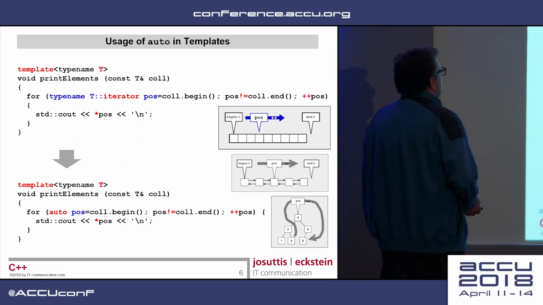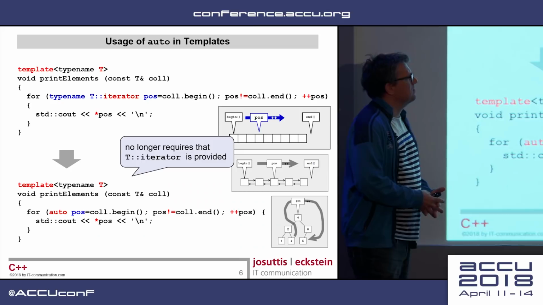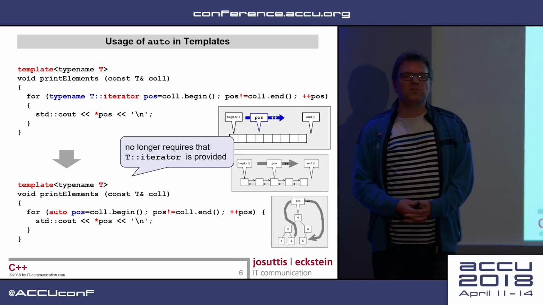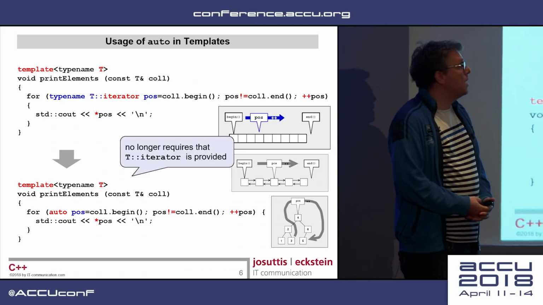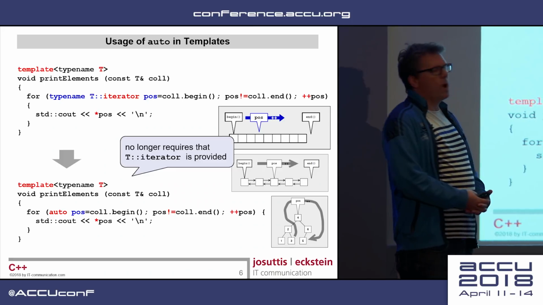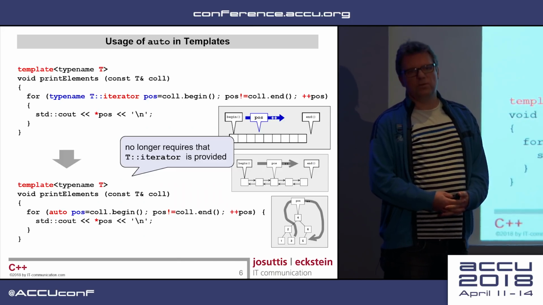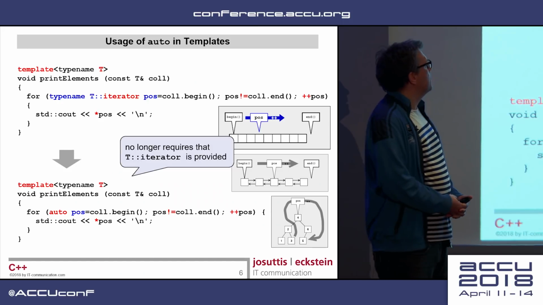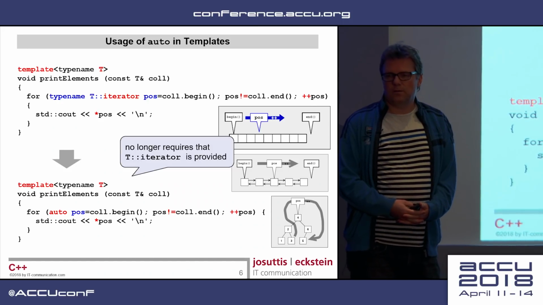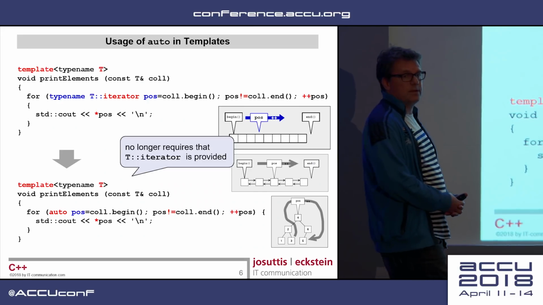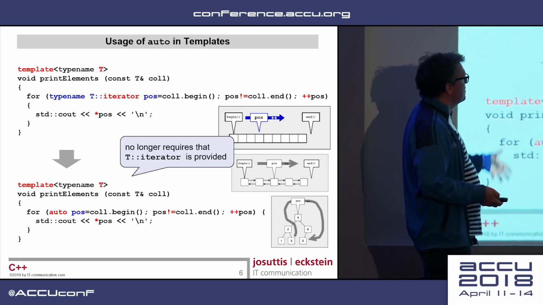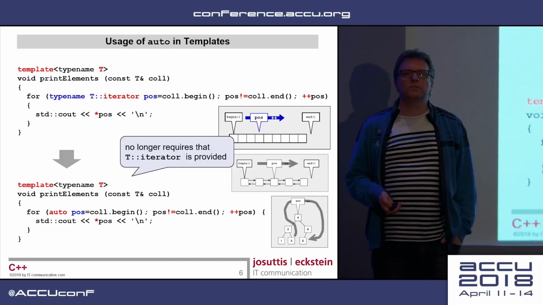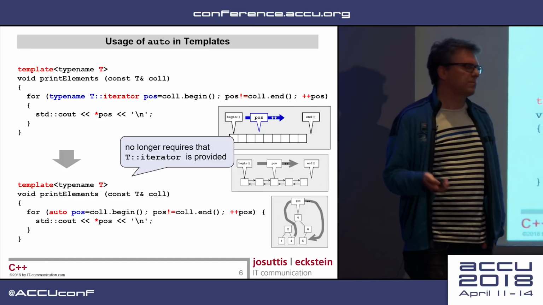But auto has been used in a couple of other places. Note, by the way, that this is even more generic code because the requirement that the type you pass has a subtype iterator is gone now. It must not have it anymore. So this is to some extent more portable, more flexible, and more dangerous.